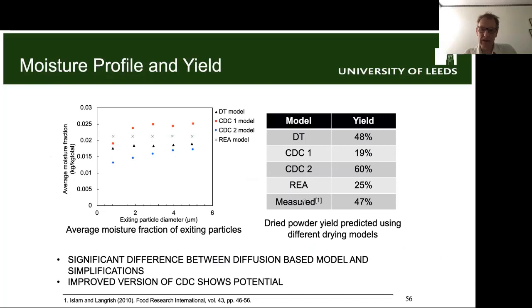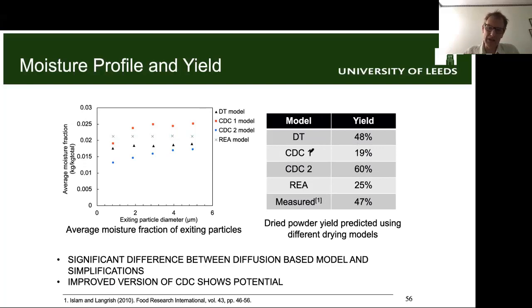But then we look in a little bit more detail, and what we find is that, if you like, the DT is probably the best model, but it's expensive to run. So can we get decent results with simplified models? Well, the CDC1 and the REA are the more simplified models. You see the yield, for example, so this is the amount of powder coming out of the spray dryer, is pretty low in these systems, because the drying is not quite captured and the surface properties aren't quite captured in these models.